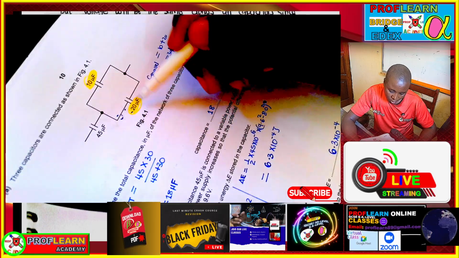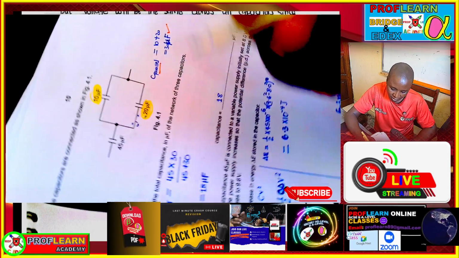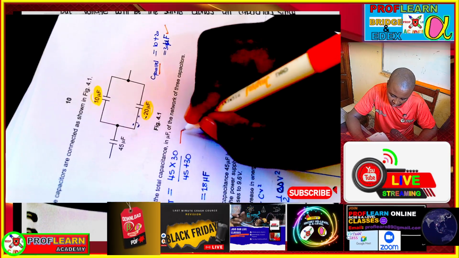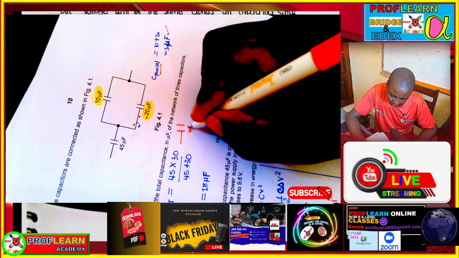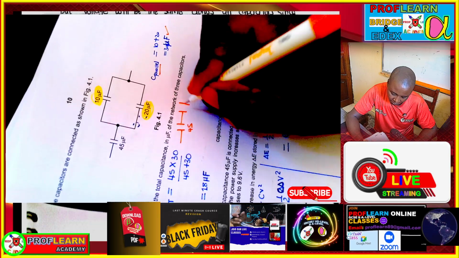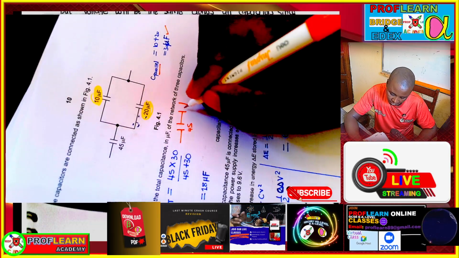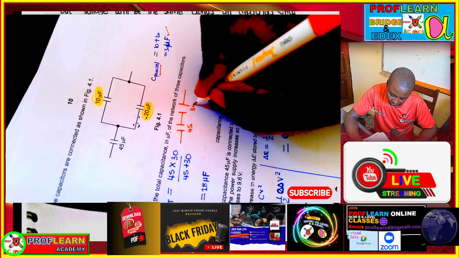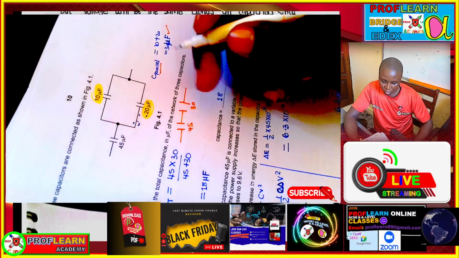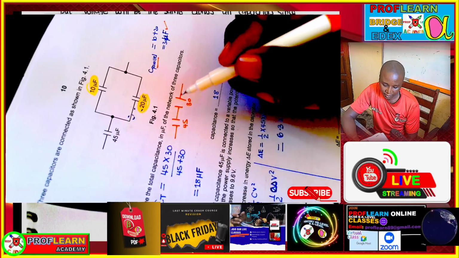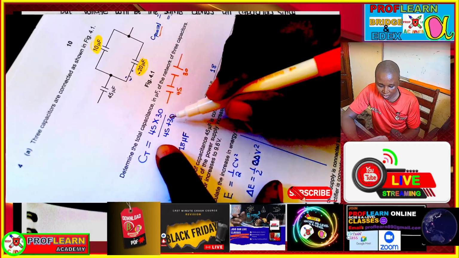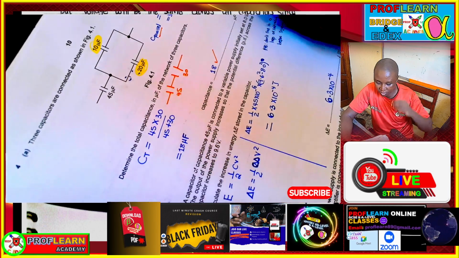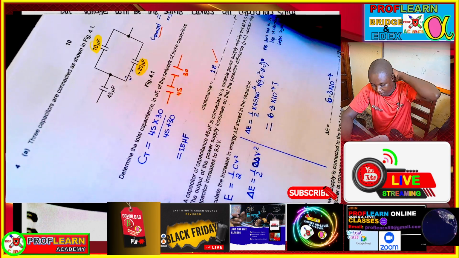Because these 2 combine to form a capacitance of 30, now we are going to have 2 capacitors. This is 45, and the effective capacitance of this connection here is going to be 30 microfarads. So these 2 are in series with each other, meaning we work out the total like that, and that's going to translate to 18 microfarads.